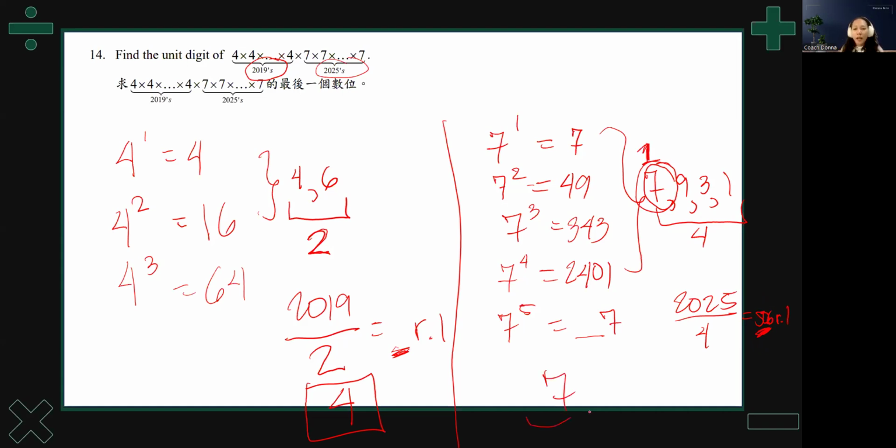So 7 and 4. Now multiply the 4 and 7, you'll get 28. But be careful, you don't want the 28, you just want the unit digit. So the answer is 8. Okay, great. Correct answers.